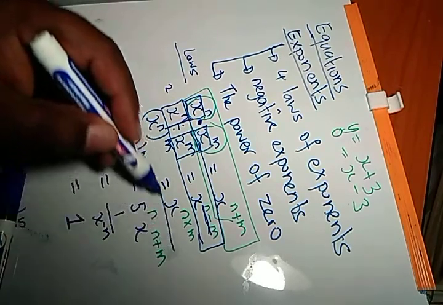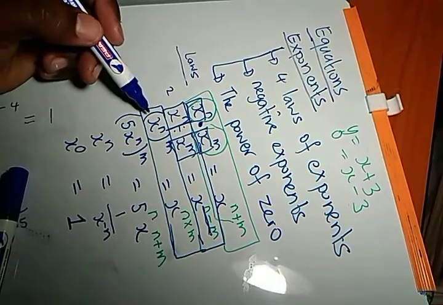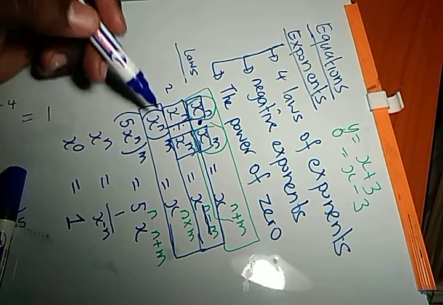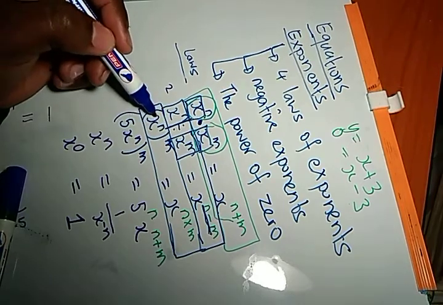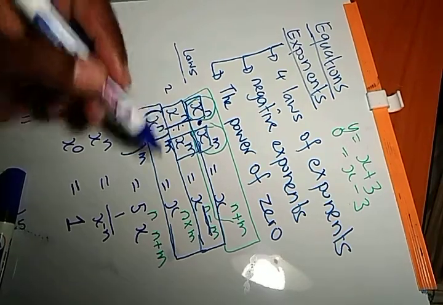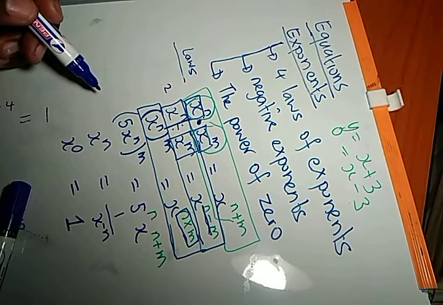Third rule is raising a power to a power. Sorry, you multiply the exponents there. You had x to the n. When you have this bracket, you see what happens to the exponents. It's n times m. Okay, that's what happens.